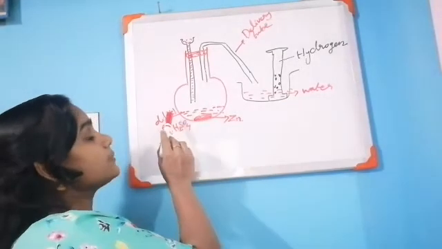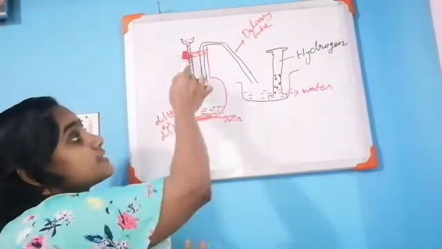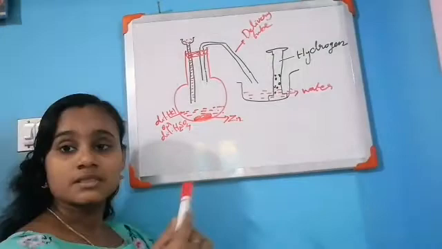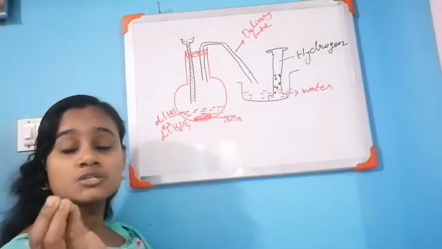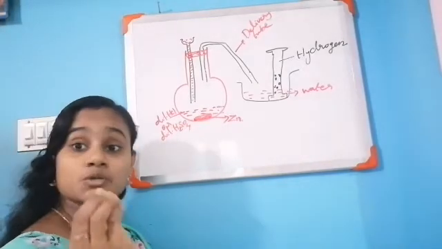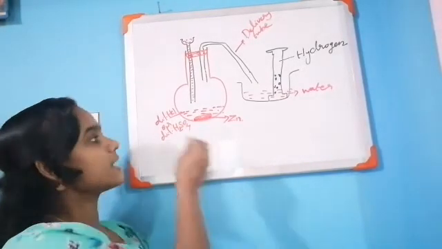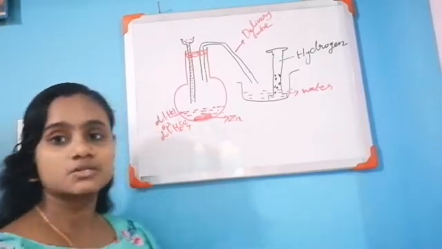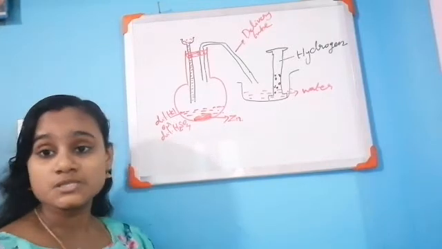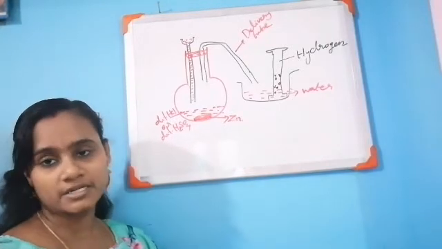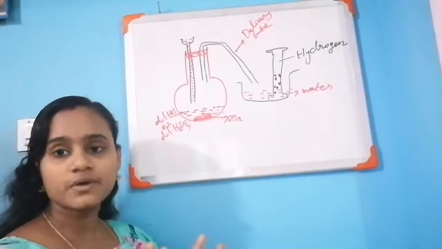Then we pass dilute HCl or dilute H2SO4 through the thistle funnel. At that time, what we can observe is that small bubbles are formed. Those small bubbles are hydrogen. That is the liberation of hydrogen. When we pass dilute HCl or dilute sulfuric acid through the thistle funnel, we can observe the liberation of hydrogen, that means small bubbles are formed.